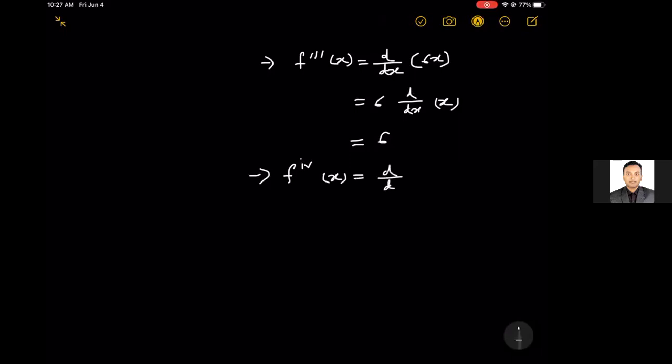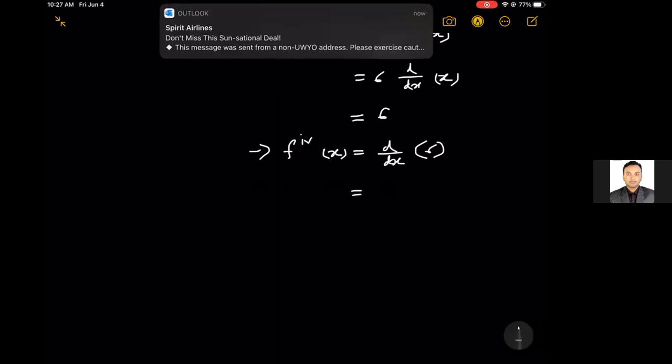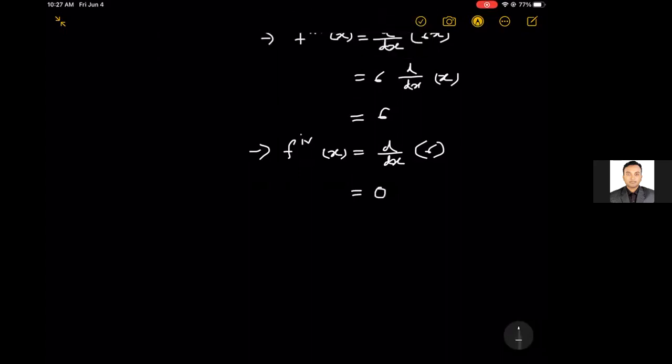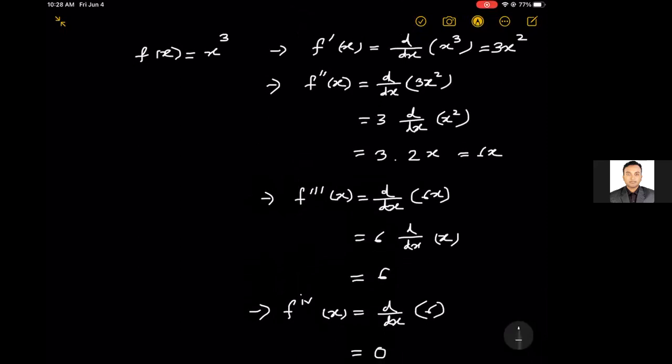I just need to find the derivative of the third derivative. It's a solo constant, and we know the derivative of a solo constant is 0. So the fourth derivative is 0. You can keep doing this as long as it doesn't become 0. If it's 0 for some derivative, it doesn't make sense to go further, because the derivative of 0 will always be 0. So once we get 0, we stop.